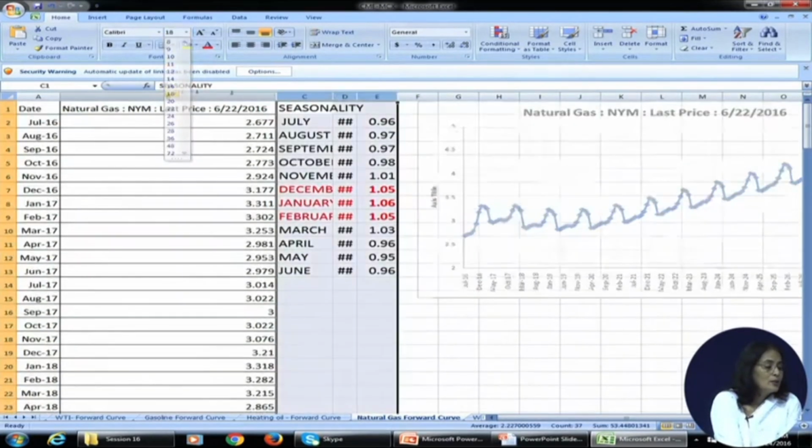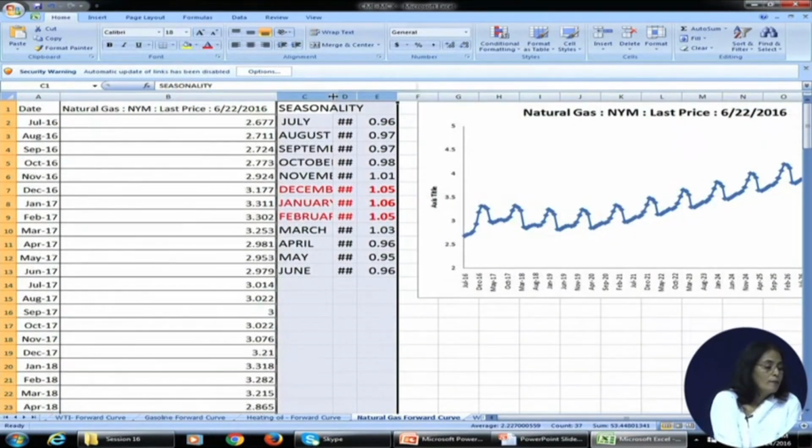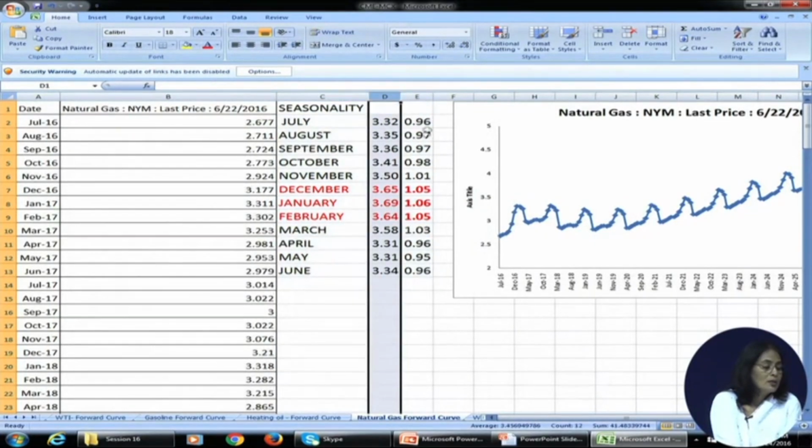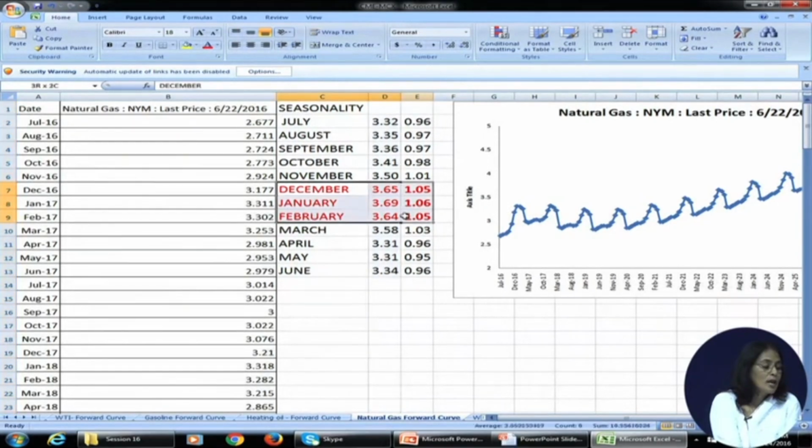As you can see, please ignore column D as the interim calculation value. So you have July, December, January and February as high seasonal months. During this period, prices rule high compared to the other months.